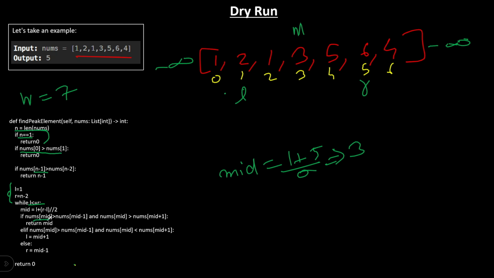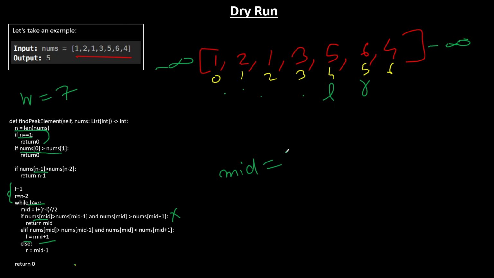Nums of mid value is 3, right? Is 3 greater than nums of mid minus 1, and also is it greater than nums of mid plus 1? No, it is not, so this condition is false. So we come to the elif. Is nums of mid greater than nums of mid minus 1? Yes, it is. 3 is greater than 1, you could see that here. And nums of mid is less than nums of mid plus 1. Yes, it is not greater, it is less than 5, correct? So what we do: L equals mid plus 1. So L comes here.